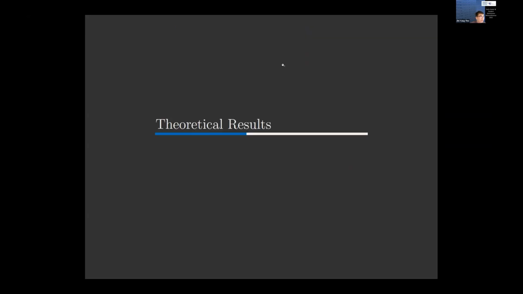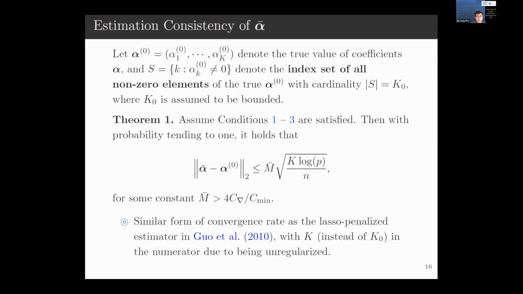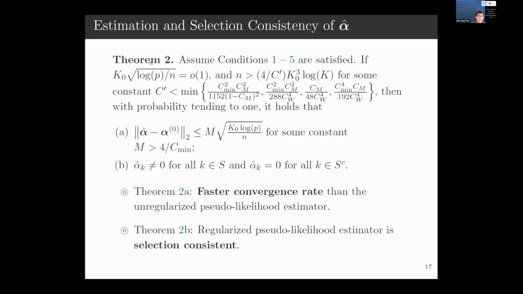Right? Because of the limitation in time, I will not go into details of the theoretical results, but briefly, we proved the estimation consistency rate for alpha bar, which is the unregularized version of the pseudo-likelihood estimator. On top of that, we proved that the regularized estimator, which is alpha hat, has a faster convergence rate than the unregularized version. And also the regularized estimator is selection consistent.